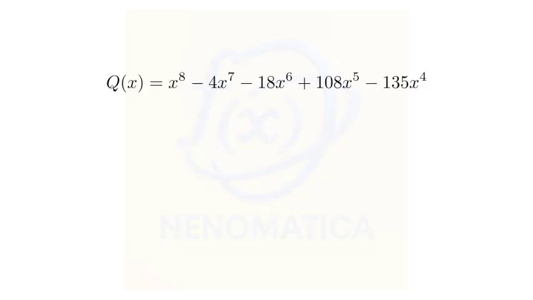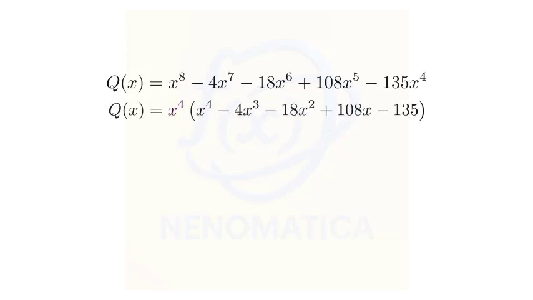Step 2. Factor. First, pull out the greatest common power of x, which is x to the 4. That leaves a quartic in parentheses. Next, we use the factorization provided. The quartic equals (x minus 3) cubed times (x plus 5).